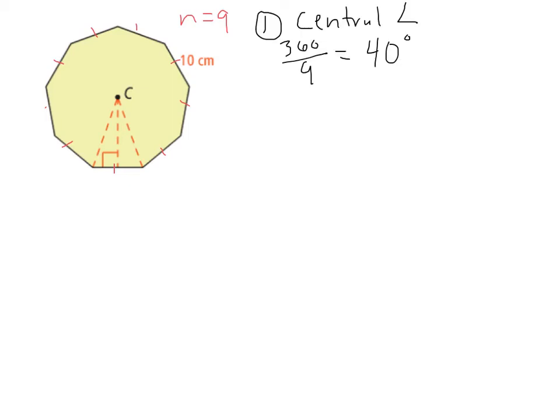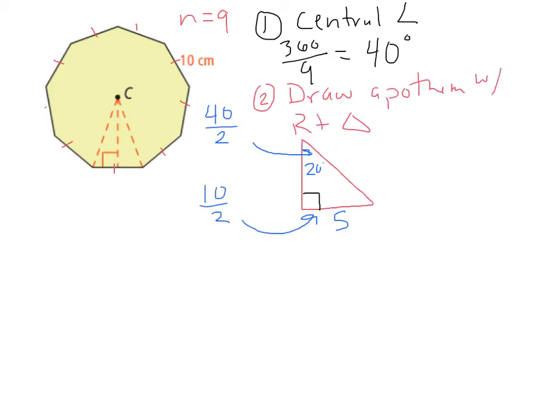First step is to find your central angle. In this case, it's 360 divided by 9 because I have 9 sides. So that's my 40. Then you want to draw in your apothem. Remember, your apothem always is going to cut your triangle in half. So to figure out my angle, I did 40 divided by 2 because it's your central angle divided by 2. To figure out your side length of your right triangle, you have to divide that by 2.